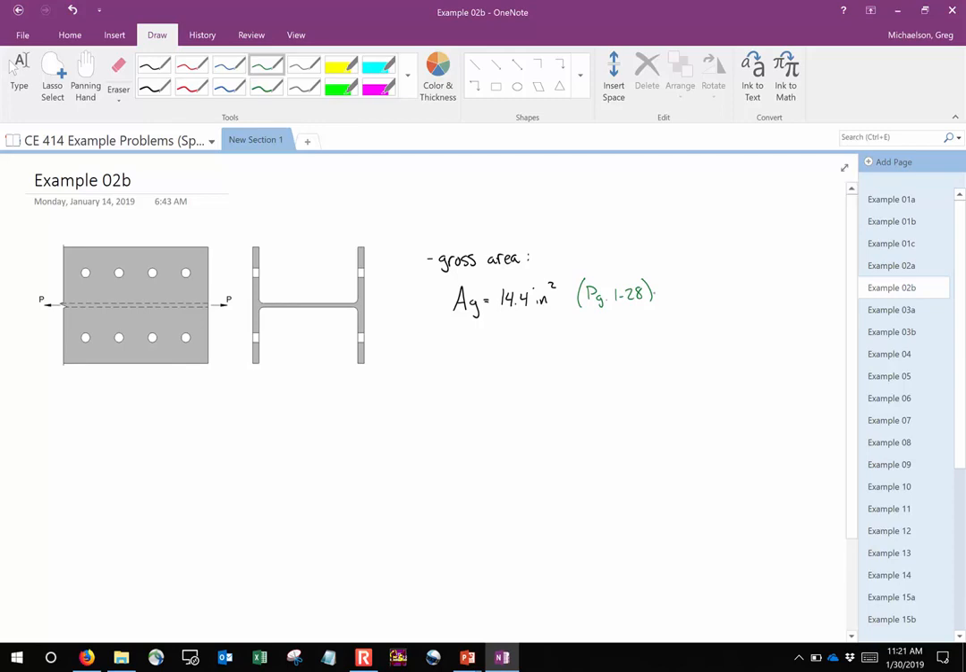Well, what's the shape? It's a W10 by 49. So you're going to go in the W-shaped table, that's table 1-1, and look up the shape for a W10 by 49. Here, I'll write that here on the screen.